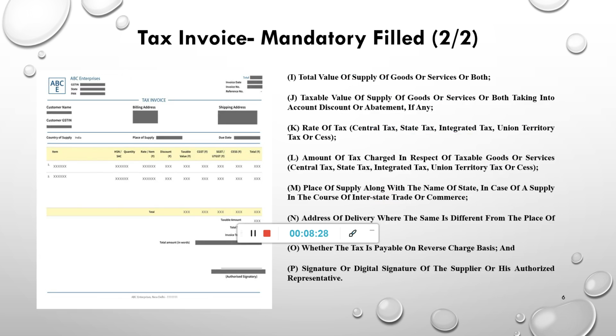Then total value of supply of goods or services or both. Taxable value of supply of goods or services or both, taking into account discounts, after discount. Rate of tax, which includes central tax, state tax, integrated tax, union territory tax or cess. Amount of tax charged in respect of taxable goods or services. Place of supply along with name of state. Then address of delivery, in case the same is different from the place of supply. Whether the tax is payable on reverse charge basis. Signature or digital signature of the supplier.